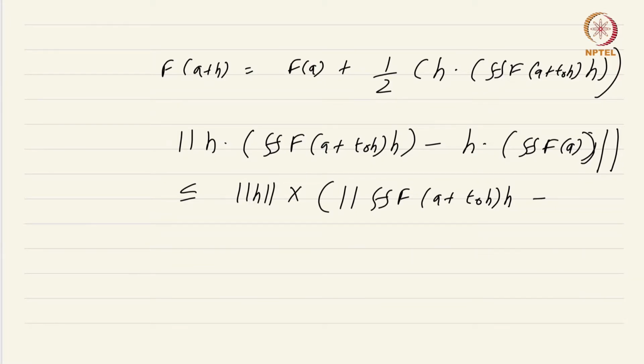Wait, I made a minor error in the previous step. I forgot an h. There's an h here also. Okay, so what this will lead me to is I would get Hessian of f at a acting on h. Okay, so this inequality is just Cauchy-Schwarz.